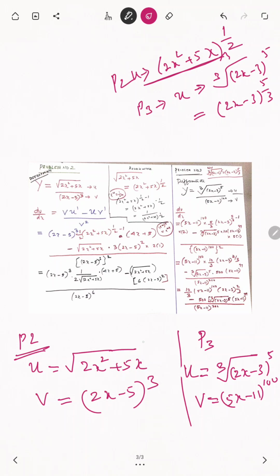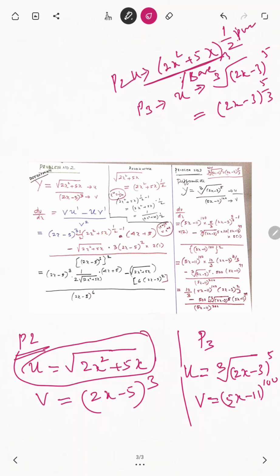How to differentiate this? You will be confused, so you have to write it in this form. Square root of 2x square plus 5x can be written as 2x square plus 5x whole power half. Now what happened? Here you have a base and a power. That is why I am writing it here. Okay. Then v u dash.